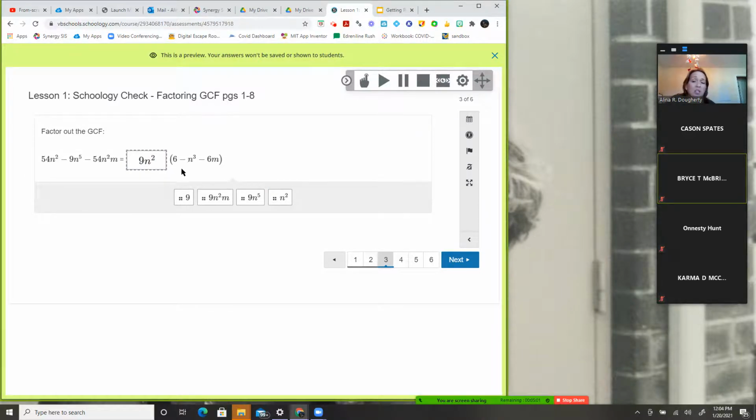And if you want to check it, you can multiply it back together by distributing back inside the parentheses. 9 times 6 is going to be 54n squared. 9n times n cubed is going to be 9n to the 5th. When you multiply exponents together, you're going to add the exponents. And then 9 times 6 is going to be 54. I've got my minuses. N squared m. So that's my last answer.